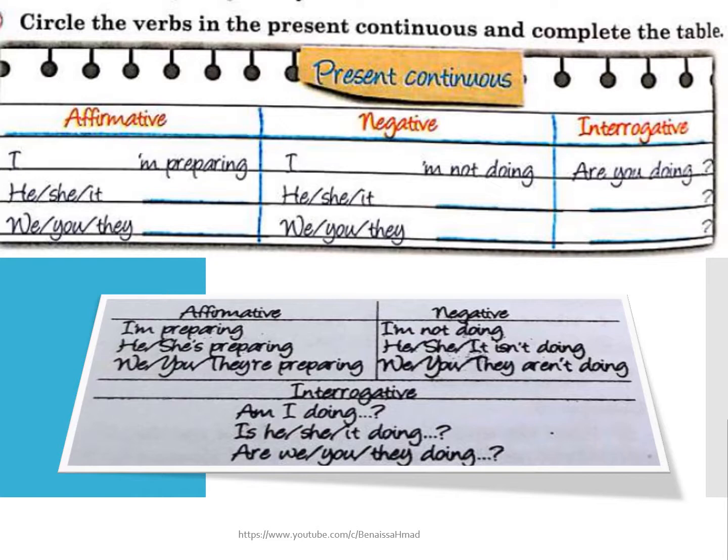For example, am I doing? Is she doing? Is he doing? Is it doing? For the plural, are we doing? Are they doing? Or are you doing?